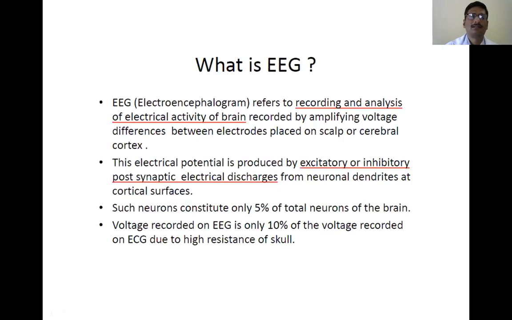So EEG, as the name goes, is the electroencephalogram. It is a recording and analysis of electrical activity of the brain. We place surface electrodes over the skull, and they are amplified and recorded on a recording device. Only the cortical neurons contribute to the EEG, and only 10% of the voltage is recorded because of the very high resistance offered by the skull.